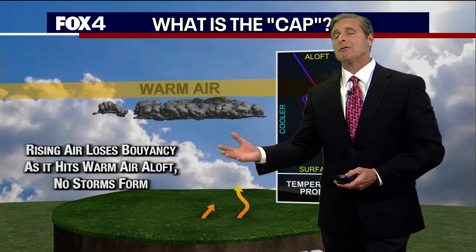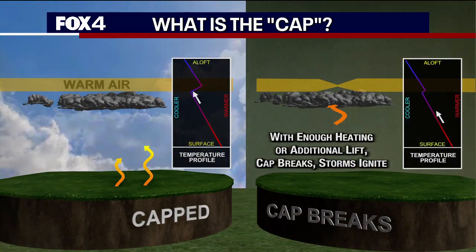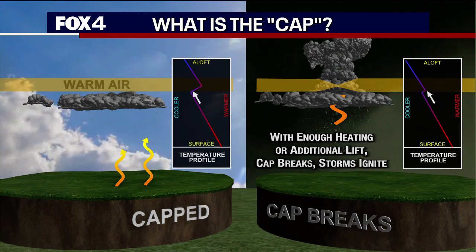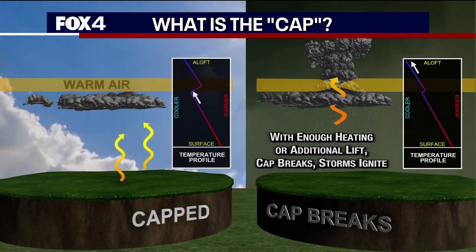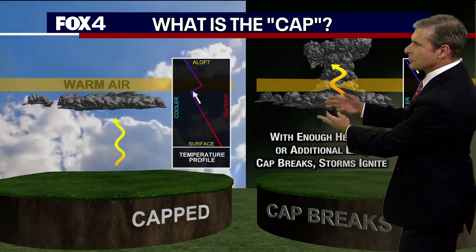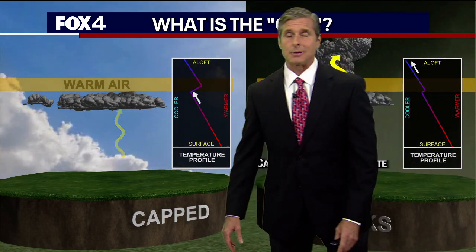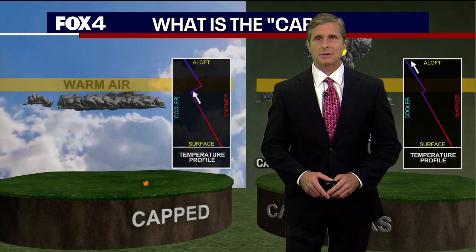So how do we lift that lid here on a day when we do have the cap? Well, you can have additional heating, additional lift provided by a cold front or an upper air disturbance, and that can give enough boost for rising air parcels to punch through the cap, and when they do, you can see pretty explosive thunderstorm development and the likelihood of severe weather.